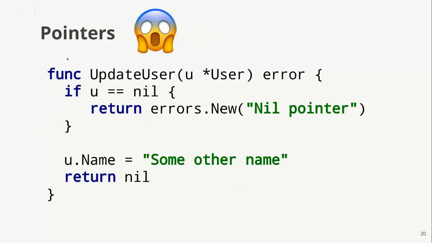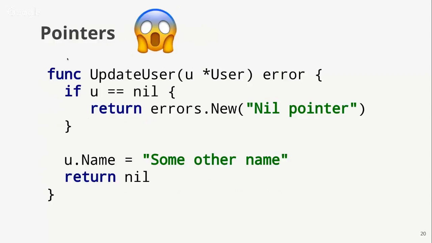Pointers. So while this might scare you, it doesn't need to be. Pointers are very simple in Go. You can use them to pass an object as a reference. So in this case, u, which is of type pointer to user, will get a reference to that user.